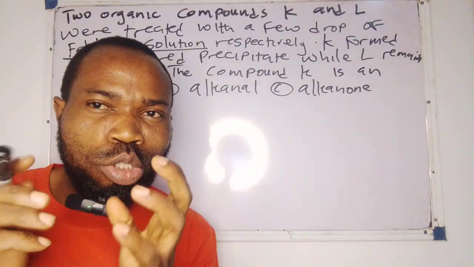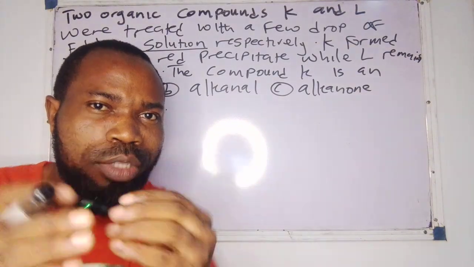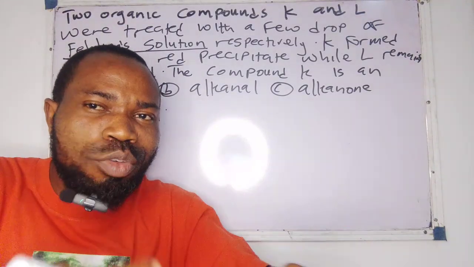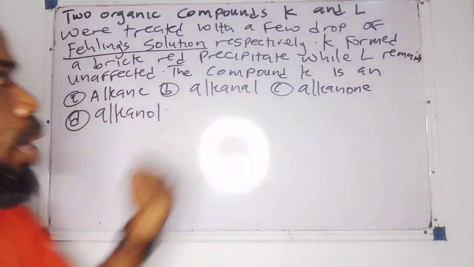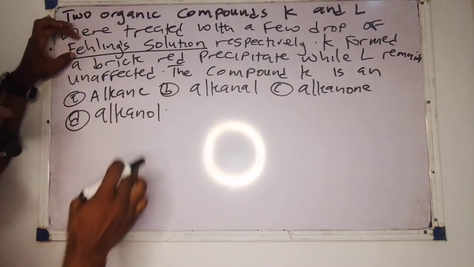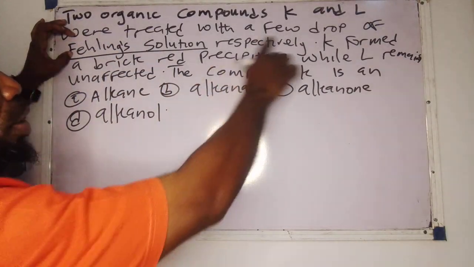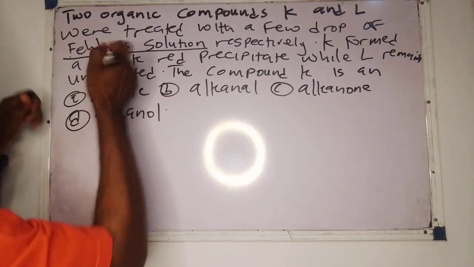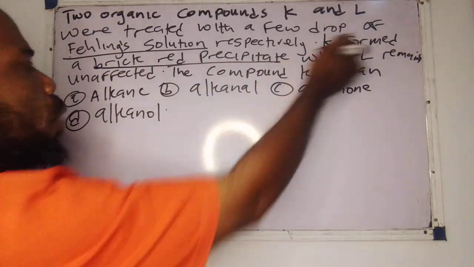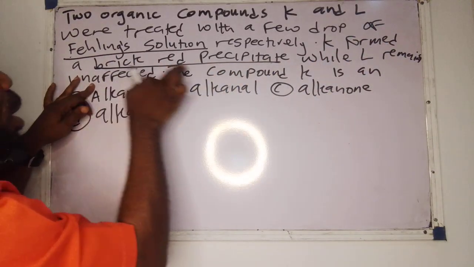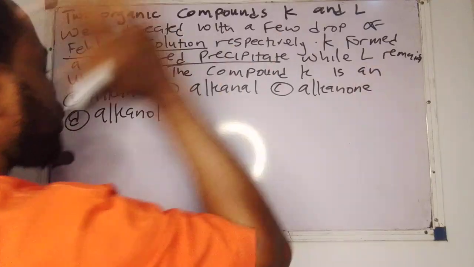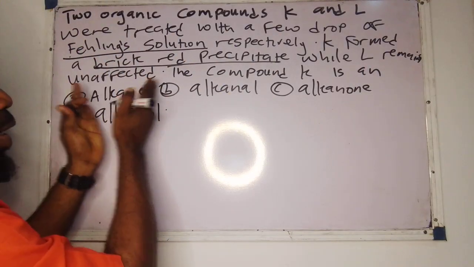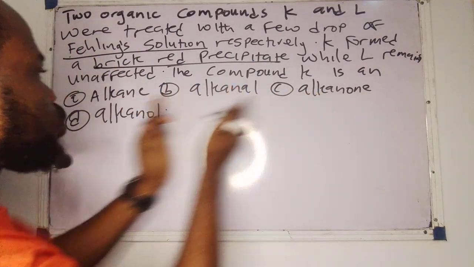Now it's not just us looking at the question. We want to check what they are using in the question, what are the terminologies. Check them now. This Fehling's solution, we need to pay attention to it respectively. K forms a brick red precipitate while L remains unchanged. The compound K is dash. We have alkanes, we have alkanals, we have alkanones, we have alkanol.